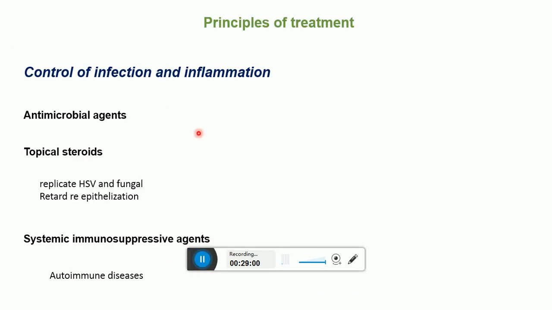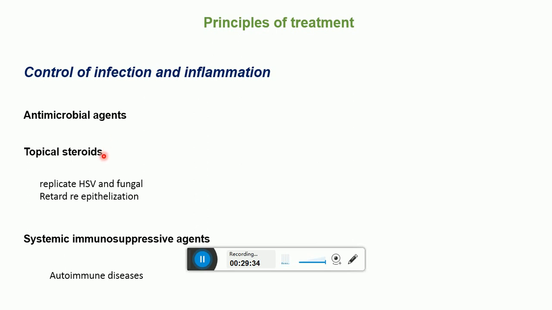Principles of treatment. First of all, how to control infection and inflammation. This is done by antimicrobial agents. It should be started as soon as preliminary investigations have been performed. The choice of antimicrobial agent is determined by the likely etiology according to clinical findings. Broad spectrum treatment is generally used initially, with more selective agents introduced if necessary when the results of investigation are available.